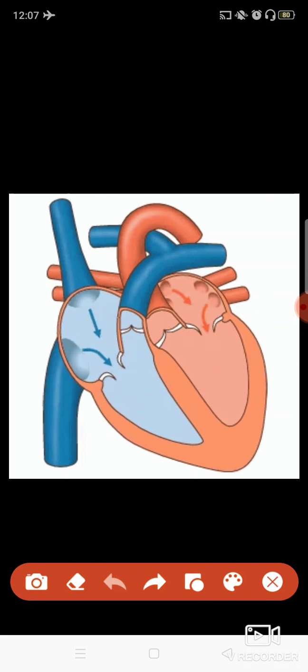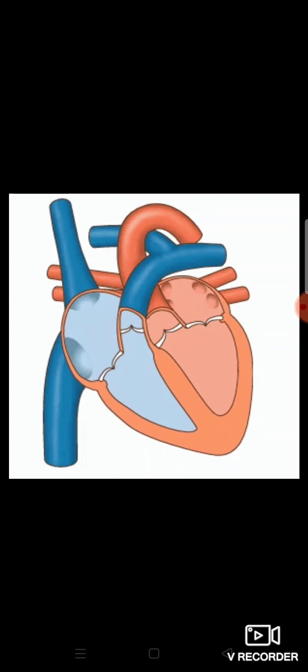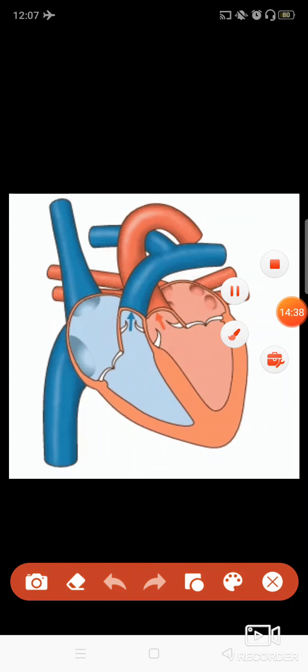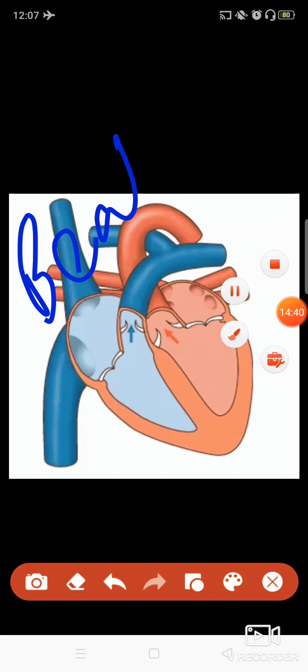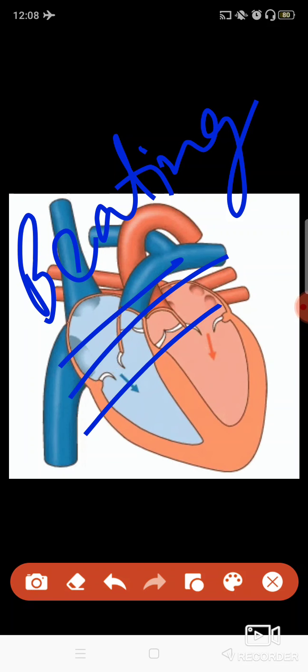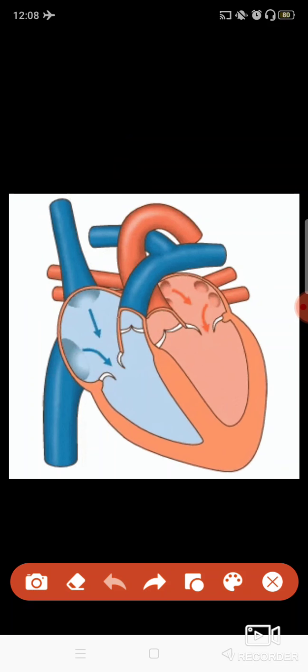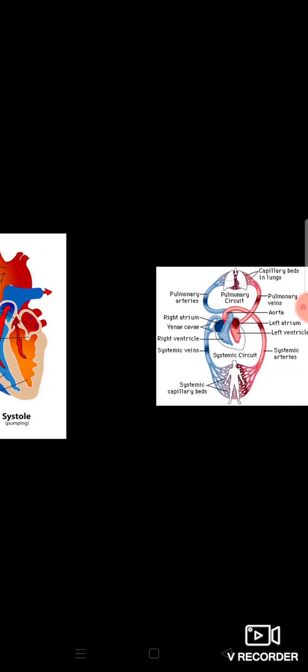So this is how the heart pumps the blood, and this pumping is also known as the beating of the heart. Okay, what we listen when we are going to listen to the heartbeat, dub lub dub lub, that is actually the beating of the heart, and it is formed by the continuous systole and diastole of the heart.